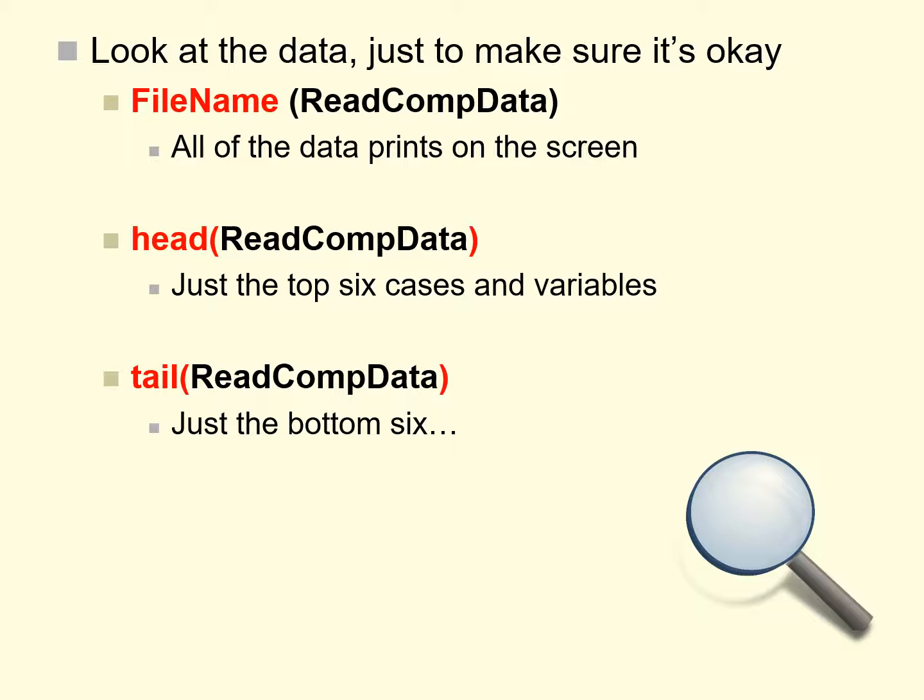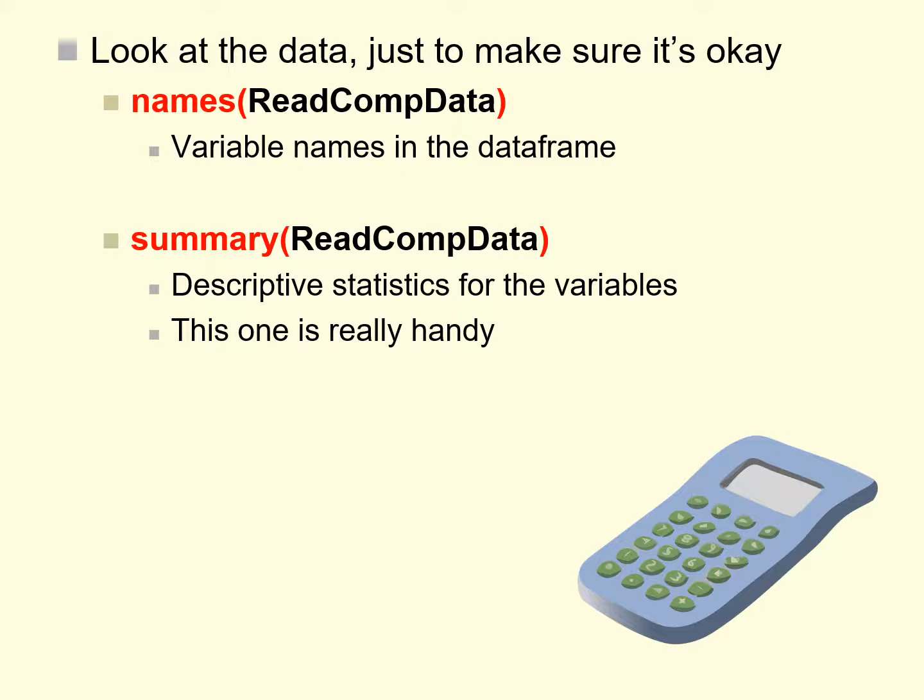If it's a big data file and you don't want to look at all of it, you could just type head(ReadCompData), which would give you just the top 6 cases and variables, or tail, which would give you just the bottom 6 cases or variables. You could also look at the data just to make sure it looks okay. For instance, typing names(ReadCompData) would give you the variable names in your data frame. summary(ReadCompData) would give you some descriptive statistics for the variables in your data frame. This is actually a handy one, just again to get a sense of what your data looks like, maybe give you a hint as to whether or not there are some outlying values.